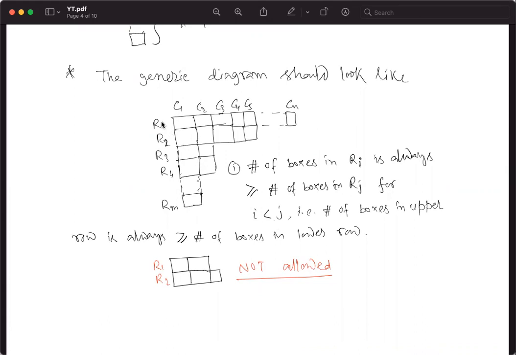That means let's consider, let's say, R1 and R2 here. While drawing this generic diagram, I have kept the number of boxes in row R1 larger than R2, and the number of boxes in R2 greater than the number of boxes in R3, but also the number of boxes in R3 equal to the number of boxes in R4, which is allowed. But if you draw a diagram where the number of boxes in the R1 row is 2 and the number of boxes in the R2 row is 3, this is not allowed. So this is one of the thumb rules.